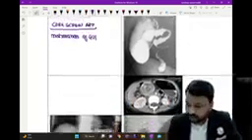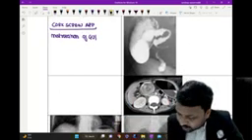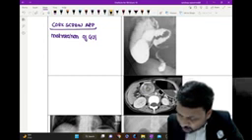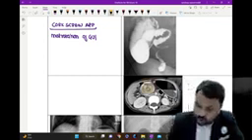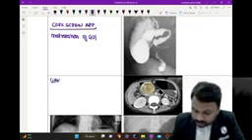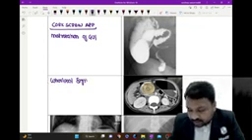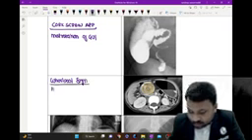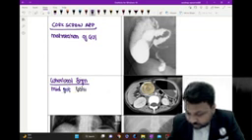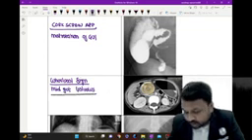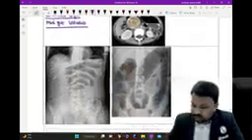You have a CT image. In the CT image, you can see it is like this. This is what we call the whirlpool sign. The whirlpool sign is seen in midgut volvulus, right?